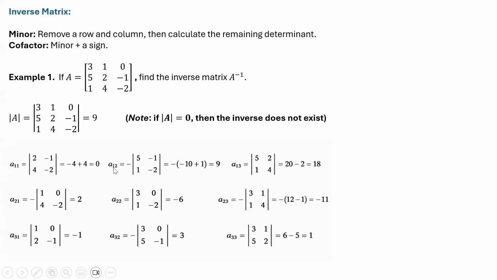So yeah, for 1, 2, you can find this. For 1, 3, that means first row, third column. So the first row and third column will be eliminated. So you will have 5, 2, 1, 4. And yeah, you will get 18 from here. Similarly for 2, 1, 2, 2, 2, 3, and then the rest of the things, you can easily find this.